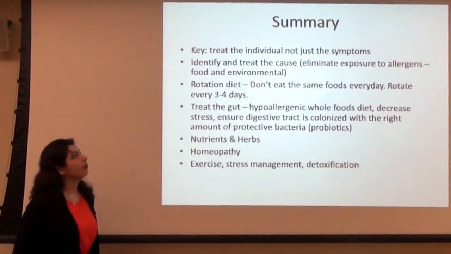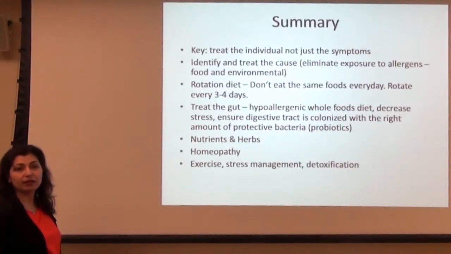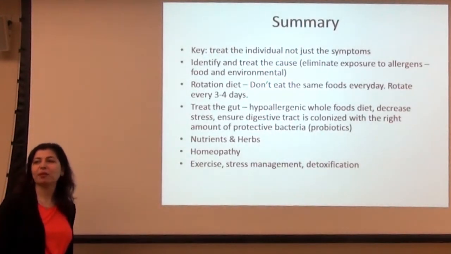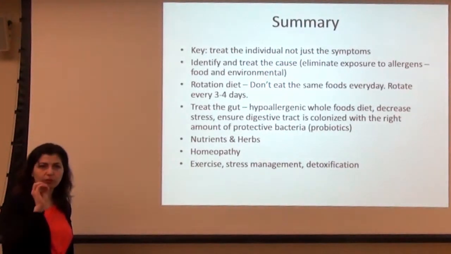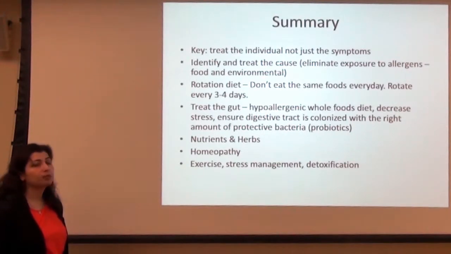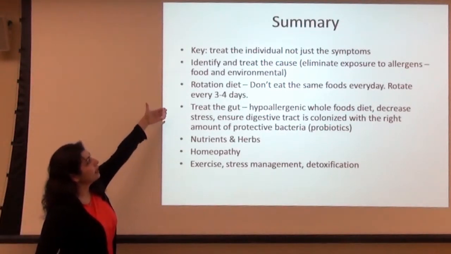So the summary is that we always want to treat the person, not the symptoms, and I think the homeopathy was a good example, right? We don't want to give everybody just Claritin, but if we can find individual symptoms, that is best. Identify and treat the cause, so eliminate exposure to the allergens, and then really just help to treat the gut, and then eat a rotation diet.